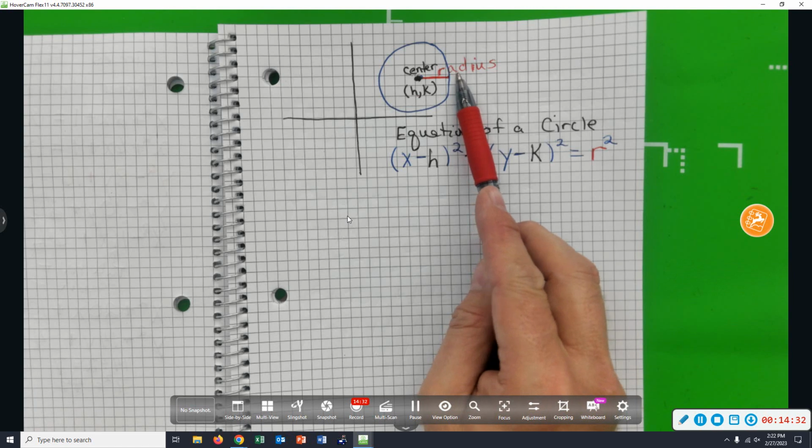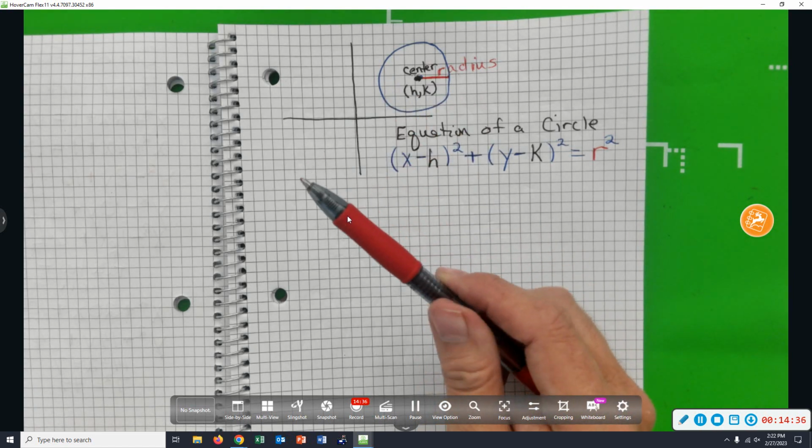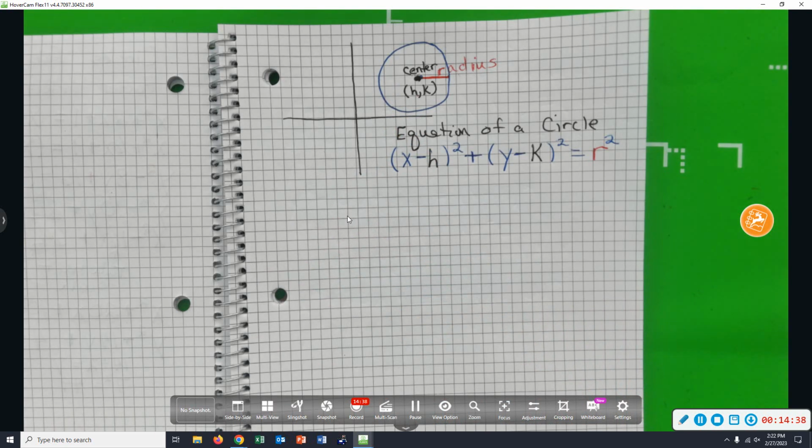Just like if you wanted to graph a circle. If you had a compass and wanted to graph a circle, you've got to know where to put the sharp point down, and you have to know how far to move over. You've got to know the center and radius.